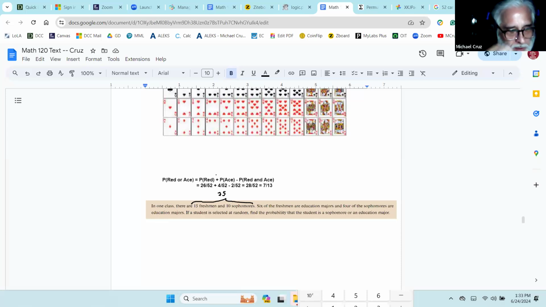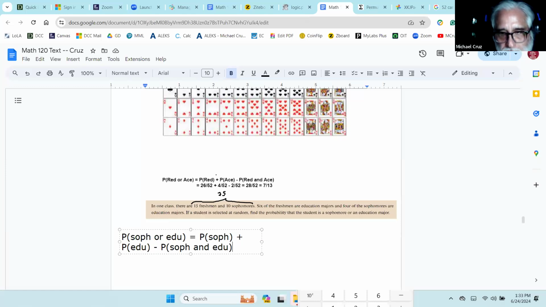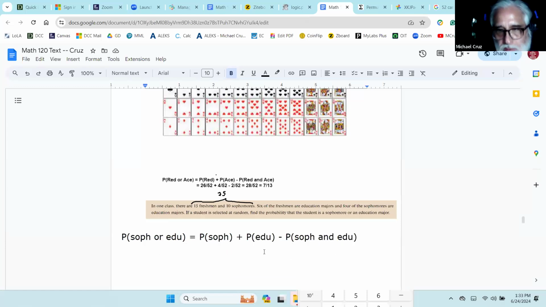Now we're anticipating a random event here. We're just going to pull out a student and find the probability that the student is a sophomore or education major. So again, I'm just going to put it in the formula. The probability of sophomore or education major equals the probability of sophomore plus the probability of EDU minus the probability of sophomore and EDU. All right, so we need to find each one of those.